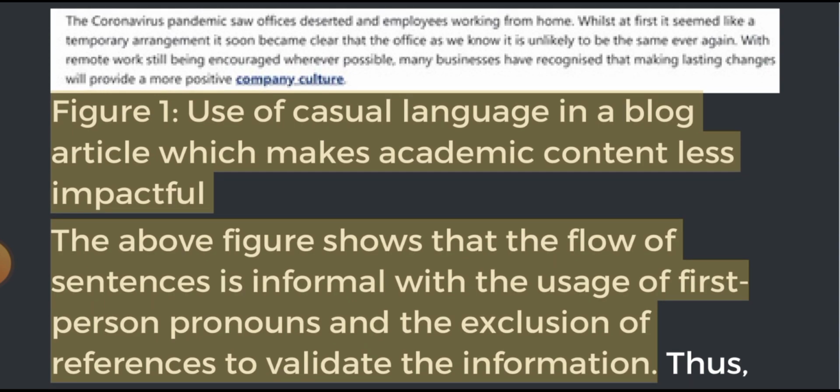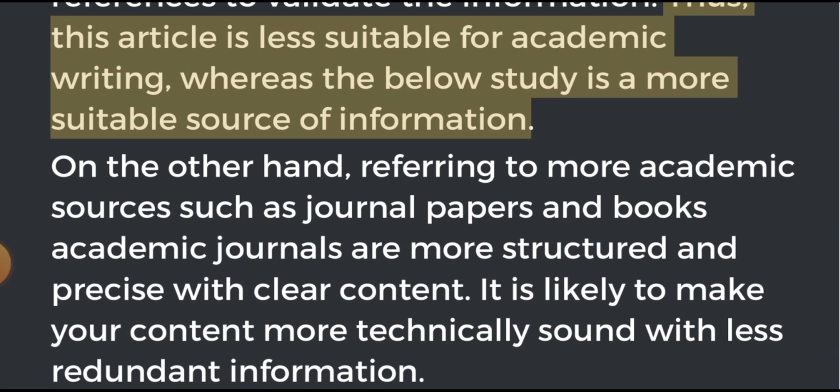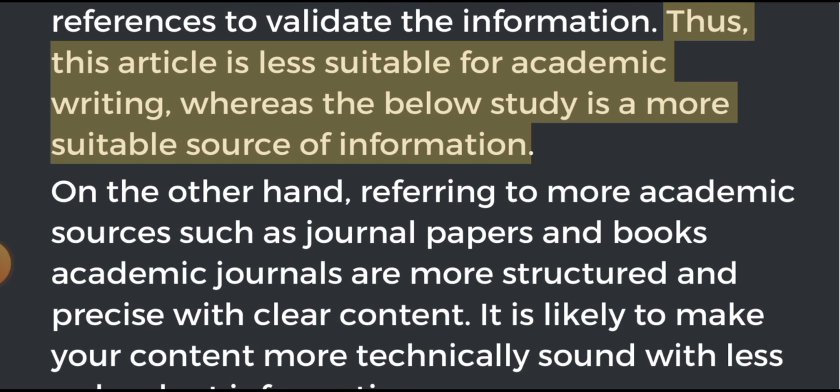The above figure shows that the flow of sentences is informal, with the usage of first-person pronouns and the exclusion of references to validate the information. Thus, this article is less suitable for academic writing, whereas the below study is a more suitable source of information.